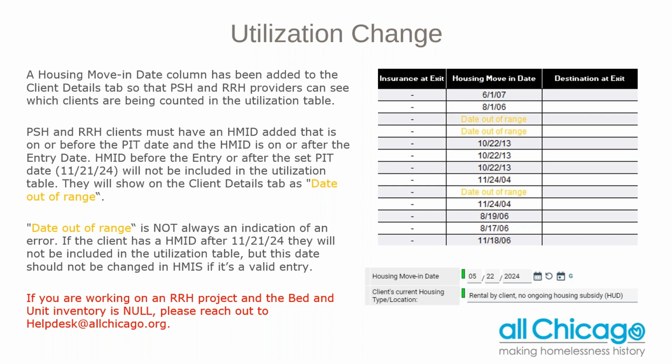Your new enrollment, let's say it's January 1st of 2022, the housing movement date that you're going to need to put in is January 1st of 2022 to reflect that the client is housed. So right now, what it sounds like is that you have a client where their housing movement date is before their enrollment date, and when looking at utilization for your project, that prior enrollment date or that prior housing movement date wouldn't be included. It's not connected to that particular project.